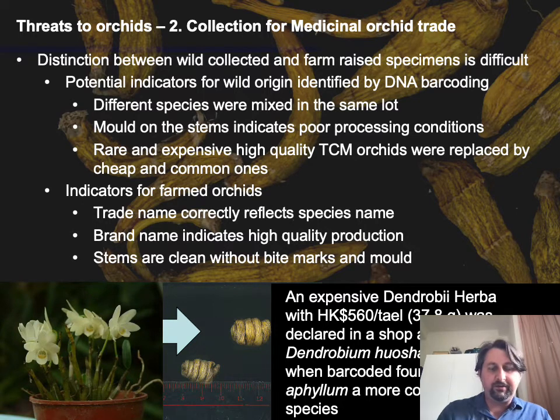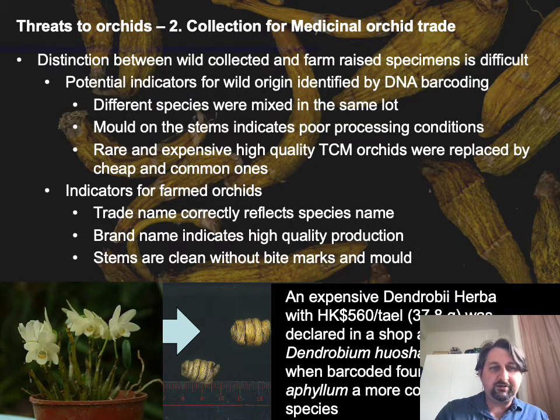When we see poor stem qualities, then we think that poor processing conditions, usually found for wild collected plants, dried in open conditions rather than a controlled environment. And very often, as I said before, a lot of the rare and expensive species have been replaced with cheap and common ones. The indicators for farmed orchids usually can be seen on the packaging.